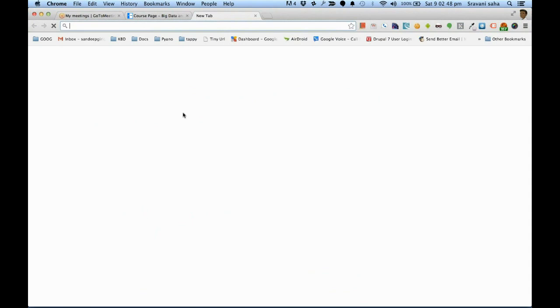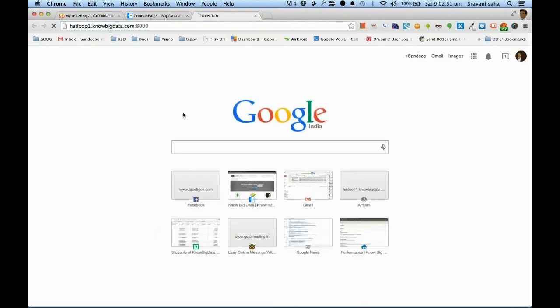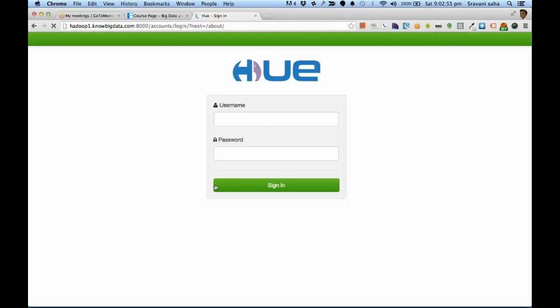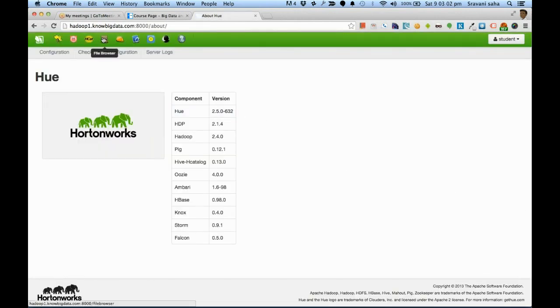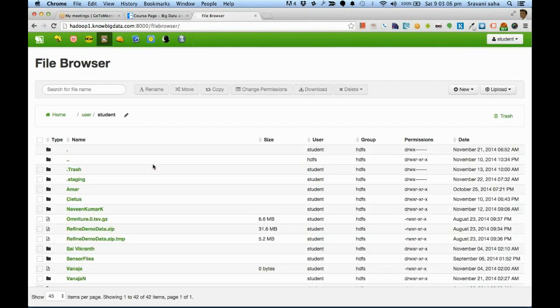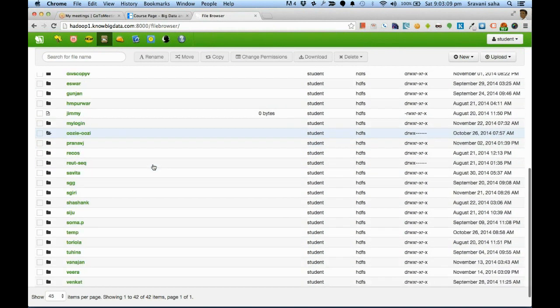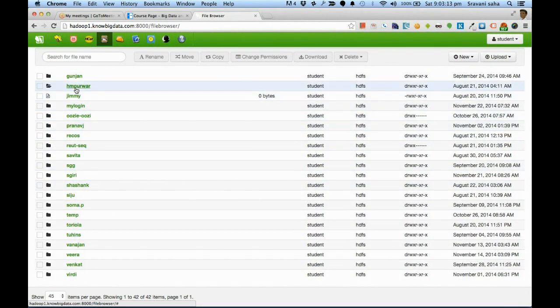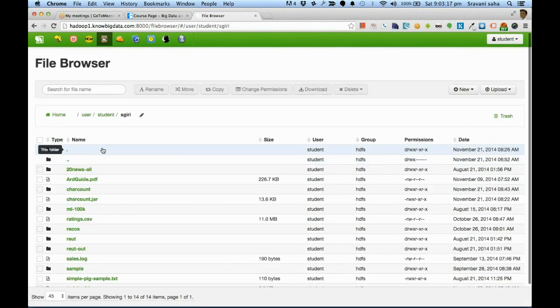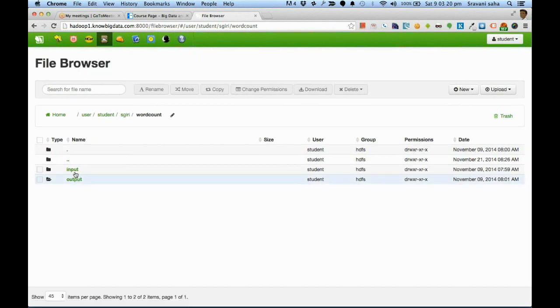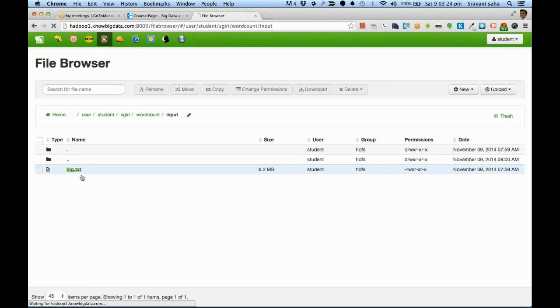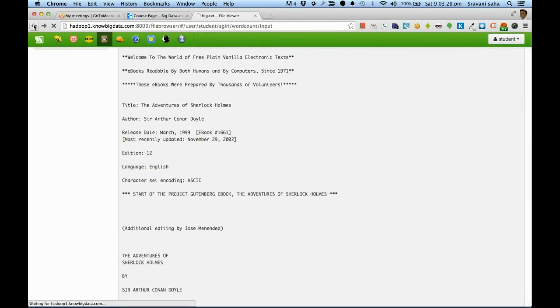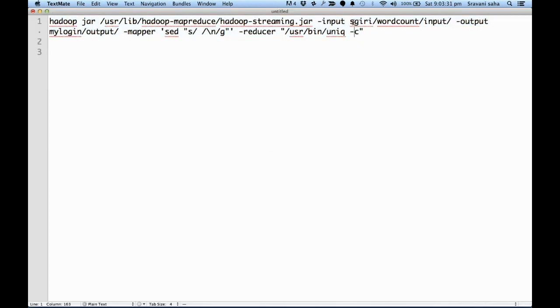Now we have this file browser where we have sgiri, and then word count, and then the input folder. Under that there is this big file, lying in the HDFS itself. So whatever folder you provide here has to be on the HDFS. What does it say? Why does it give an error? Alright, now our output has been generated into the output X folder.